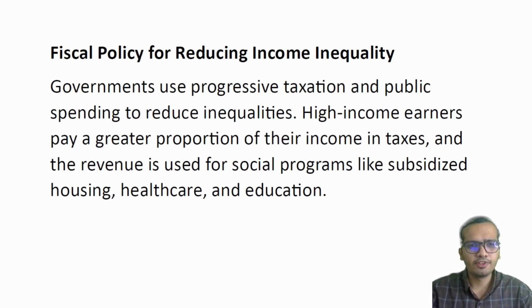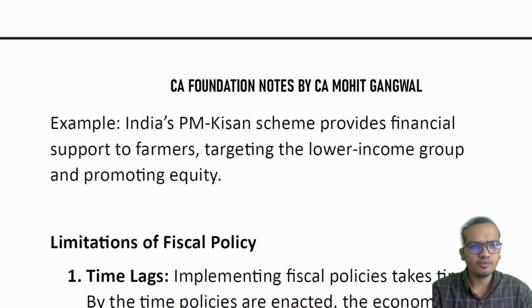Then comes fiscal policy for reducing income inequalities. So governments use progressive taxation and public spending to reduce inequalities. Higher income earners pay a greater proportion of their income in taxes, and the revenue is used for social programs like subsidized housing, healthcare, and education. Example: India's PM Kisan scheme provides financial support to farmers, targeting the lower income group and promoting equity.